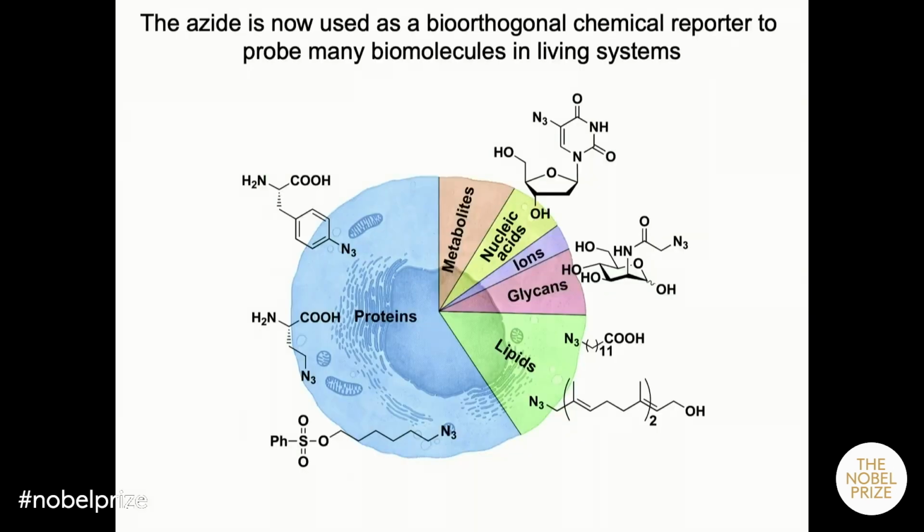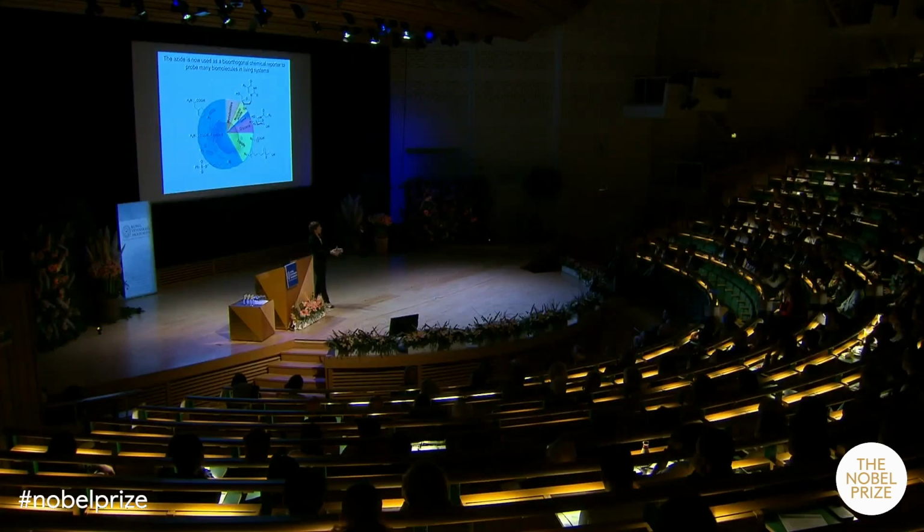So after this point of time, the field really took off because it turns out that once you show that you can use chemistry to image sugars in a biological setting where the animals are alive, lots of people came out of the woodwork and asked us if they could use our reagents to image all kinds of other kinds of molecules that were also difficult to study.